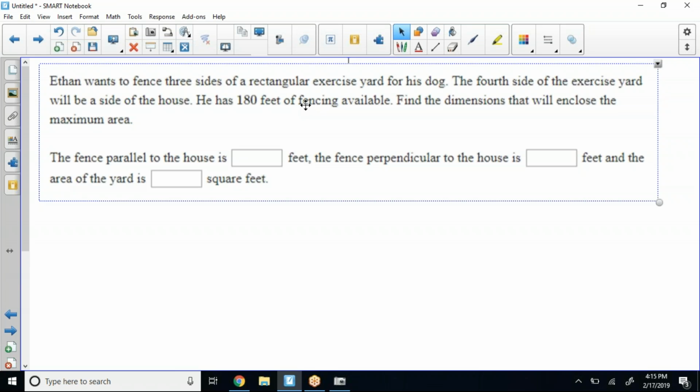Well, let's think about this. So 3 sides are rectangular, and then, well, I guess we could say the fence is parallel to the house, and the fence is perpendicular to the house. Okay, so let's just grab me a shape real quick. Where's my shapes at? There they are.